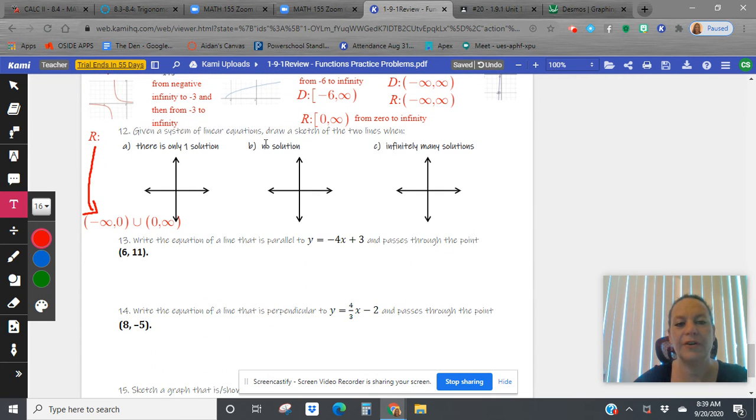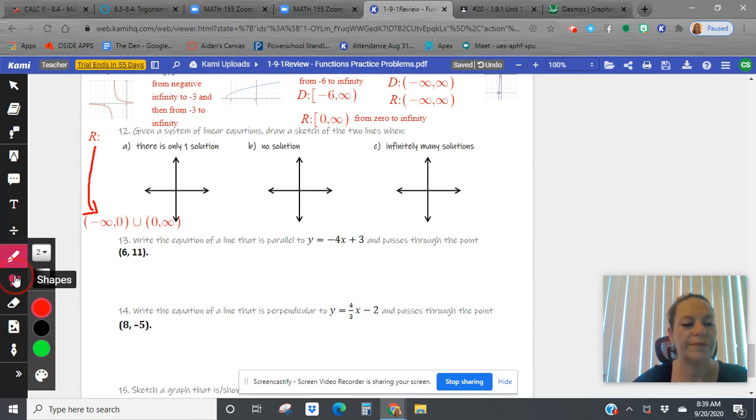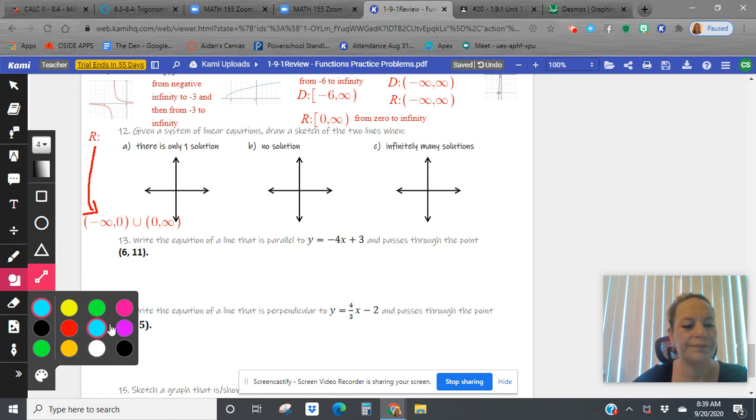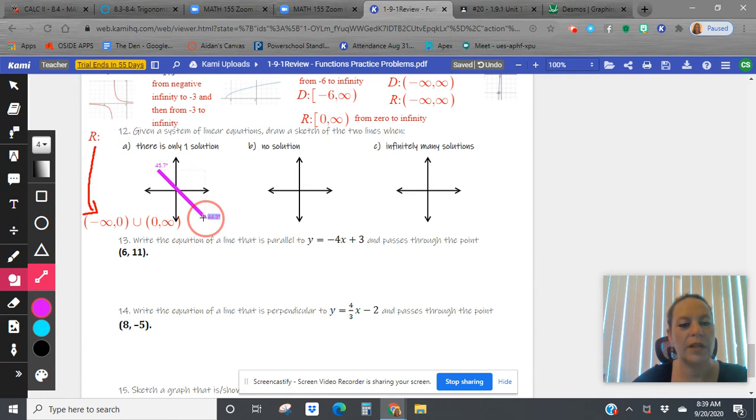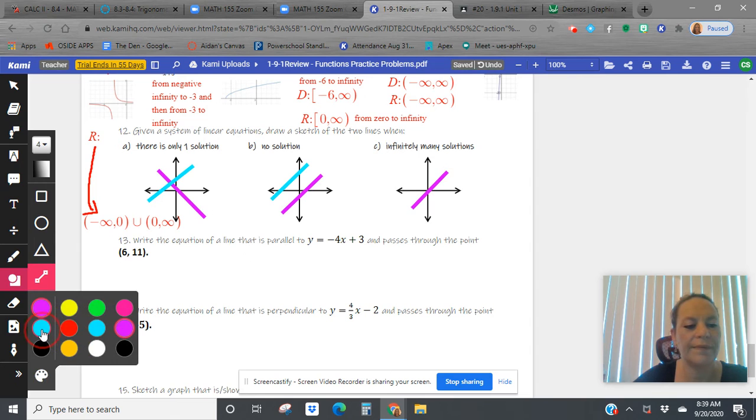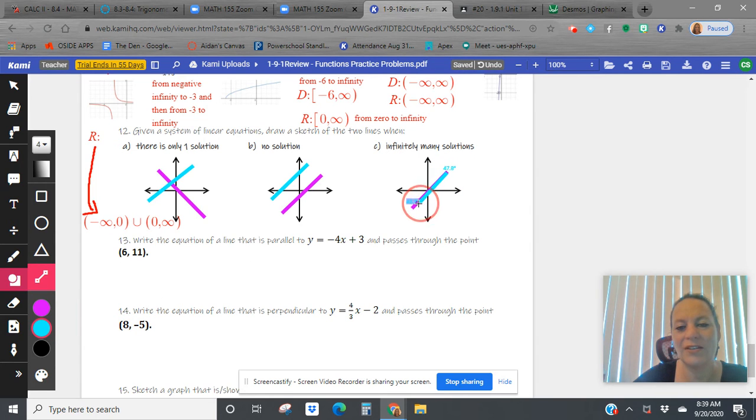All right, given a system of linear equations, draw a sketch of the two lines. So show me a sketch where there's only one solution. So drawing one line and another line where they touch once, that's one solution. Show where there's no solutions, one line, another line where they never touch, parallel lines that have the same slope, and infinite many solutions. So when you draw one line and the other line is exactly on top of it, so they're literally the same line, so they touch everywhere.